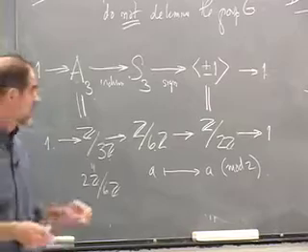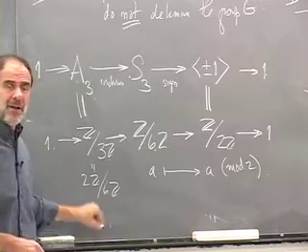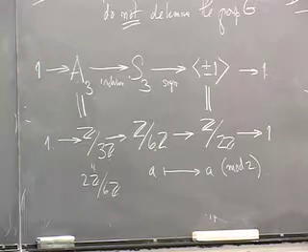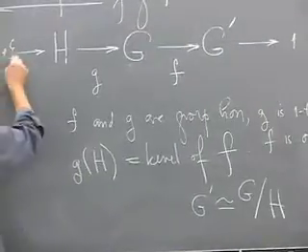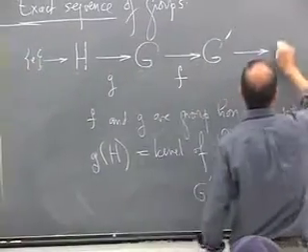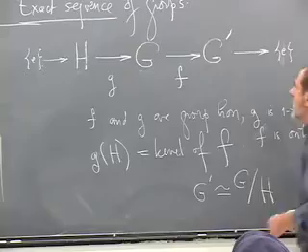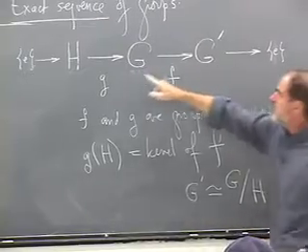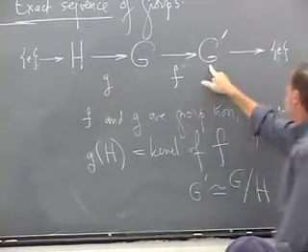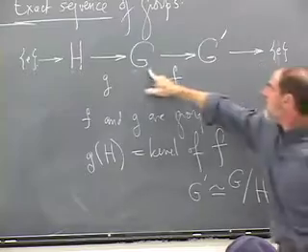Yeah? I'm not sure I understand what the ones on your end. Those ones are just the trivial group. Sorry, suppose I wrote it like this. What they mean to indicate in this exact sequence terminology is that this map is an inclusion and this map is onto.